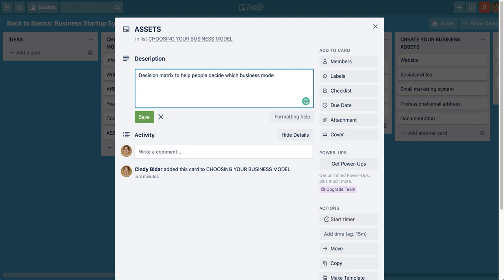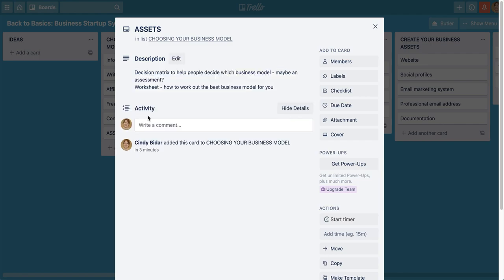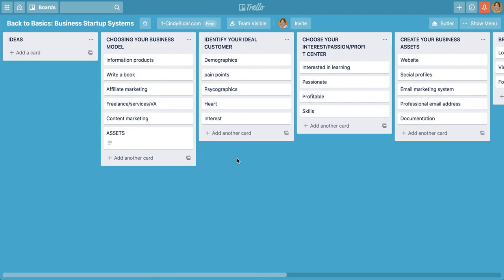So a series of questions, or maybe that needs to be an assessment of sorts. Maybe I want a checklist. Maybe I don't want a checklist. Maybe I want it to be some kind of a worksheet. I feel like this needs a worksheet: how to work out the best business model for you. So those are just two ideas that I'm going to put in there.